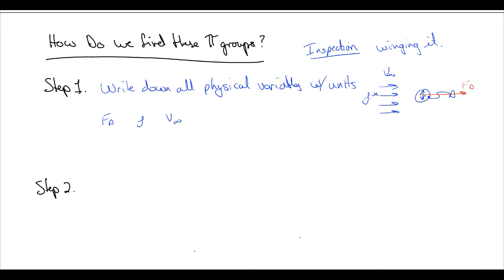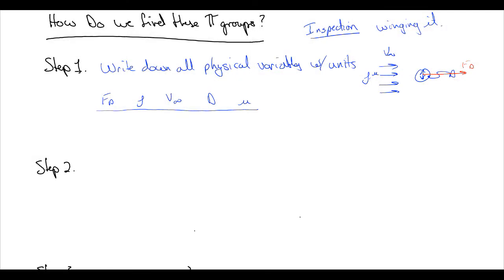So we're going to draw a line there, and then now we're going to write down the physical dimensions that are used in each of these things. We'll do the easy one first. Diameter is just a length. Density is just a mass per length cubed. Velocity at infinity is just a length per time. Viscosity is a little bit harder. It's a mass per length time. And the force is a mass length per time squared.